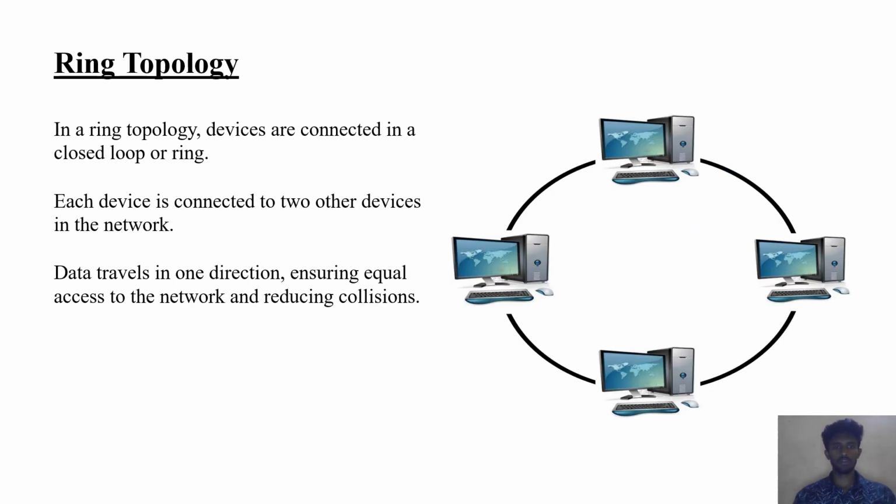The next one is the ring topology. In a ring topology, the devices are connected in a closed loop or a ring, and each device is connected to two devices in the network. Data travels in one direction, ensuring equal access to the network and reducing collisions. This figure shows how ring topologies can be formed.